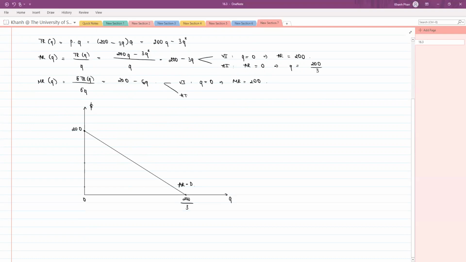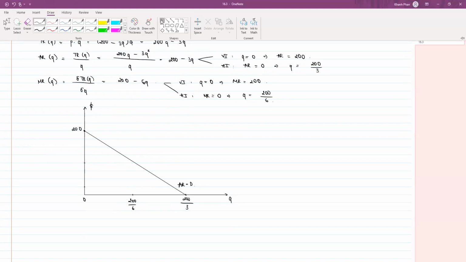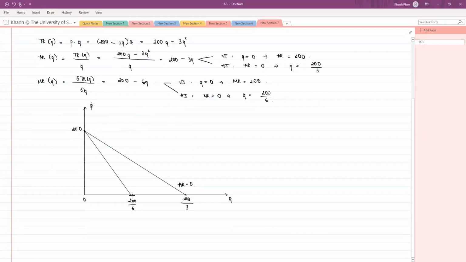And horizontal intercept is where I set marginal revenue equal to 0. And so therefore, Q is 200 on 6. Okay, so 200 on 6 is just half of the 200 on 3. So that is just going to be somewhere here, I would say. All right, so again, if I connect these 2 points, vertical and horizontal intercept together, I will get the marginal revenue curve.